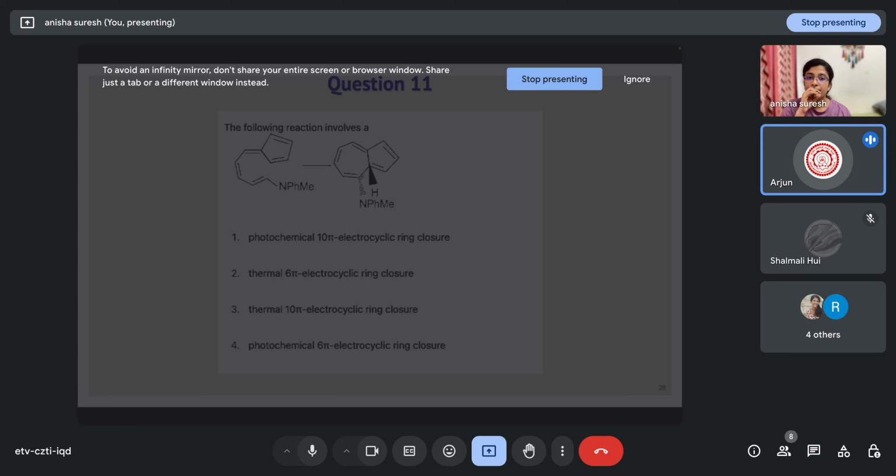Ma'am, is it possible that both the reactant and product systems have 5 pi bonds? Both the systems are containing 5 pi bonds. Yeah. So we will be considering the whole system. Yeah, that is correct.